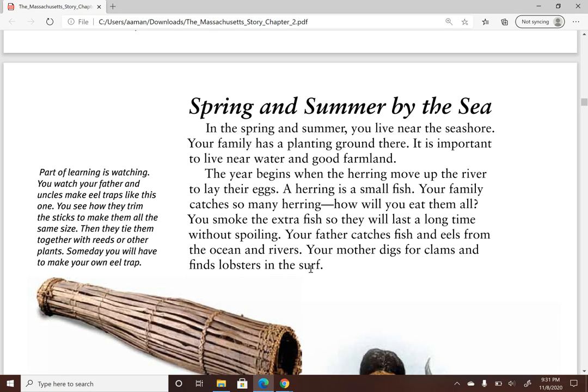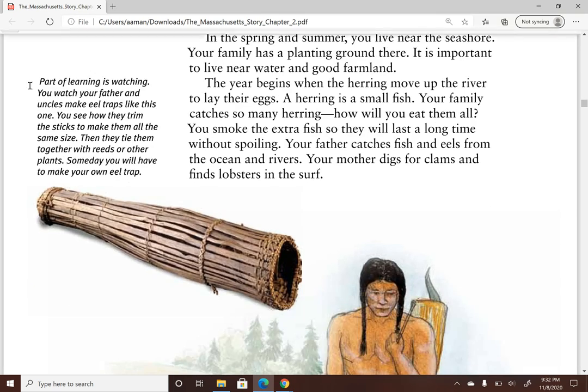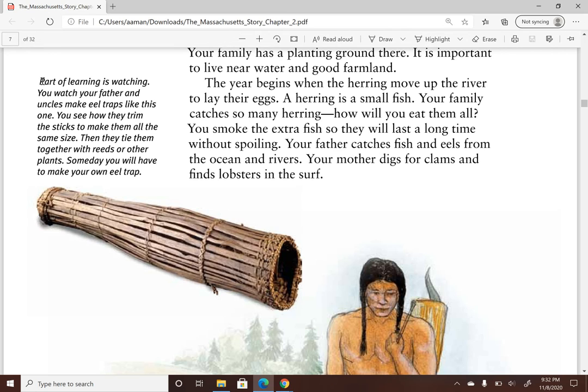Your family catches so many herring. How will you eat them all? You smoke the extra fish so they will last a long time without spoiling. Your father catches fish and eels from the ocean and rivers. Your mother digs for clams and finds lobster in the surf. Now, this is a label for this picture down here.